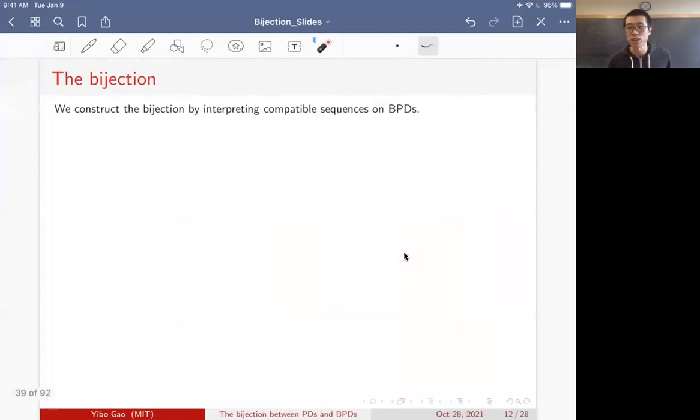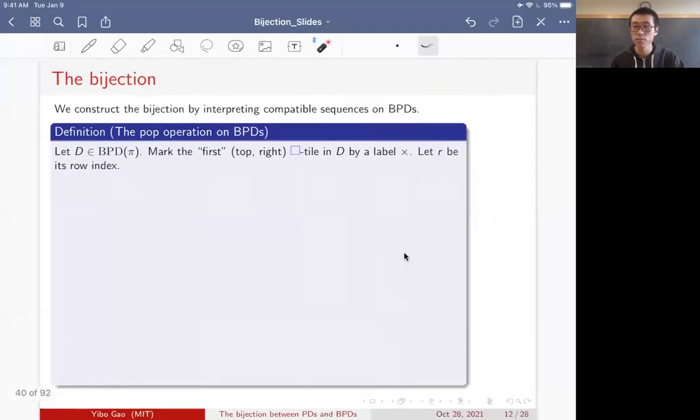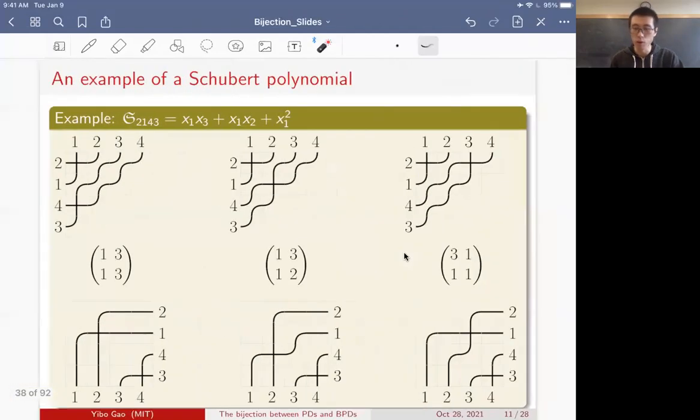Okay, so then I will just tell you what the bijection is, and we are going to construct this bijection by interpreting compatible sequences on the bumpless pipe dreams. I'm sorry, can you say again? So the multisets are not the same, or are they? The multisets are not the same.